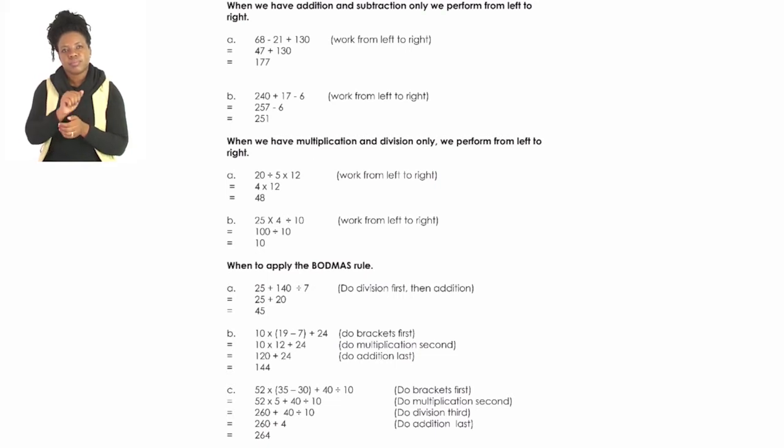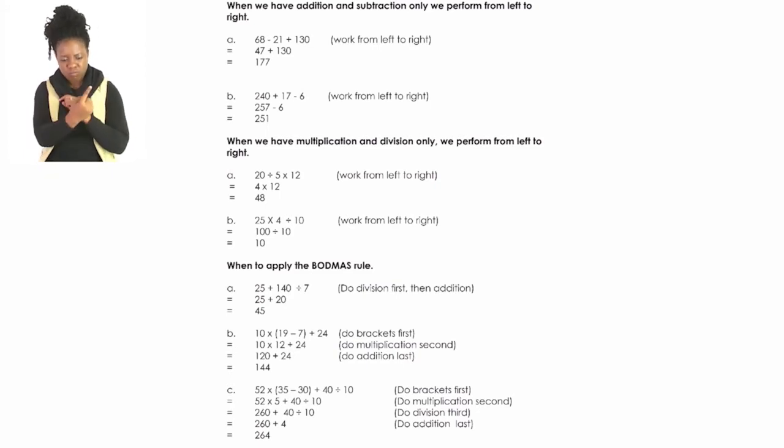So let's try. 20 divided by 5 times 12. We see the division is first. So that one we will do first. So we will first do 20 divided by 5. And we say 20 divided by 5 equals 4. And then we add times 12. 4 times 12 equals 48. We will also see one thing, boys and girls. We do each sum of the BODMAS separately.